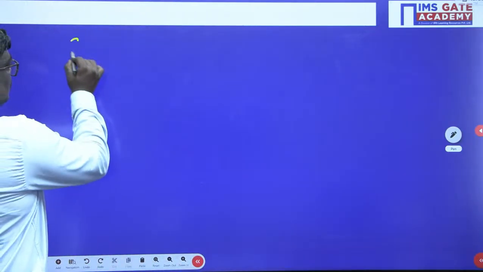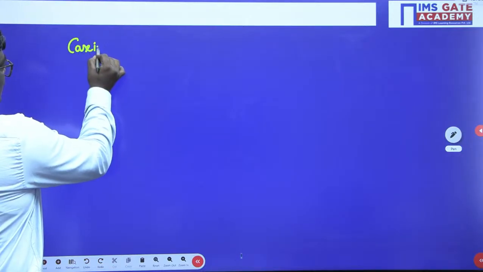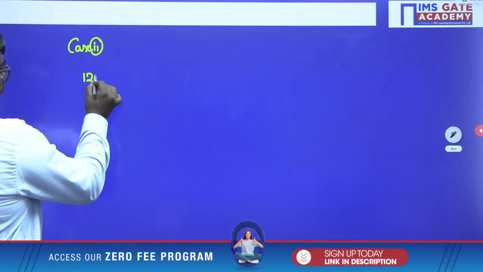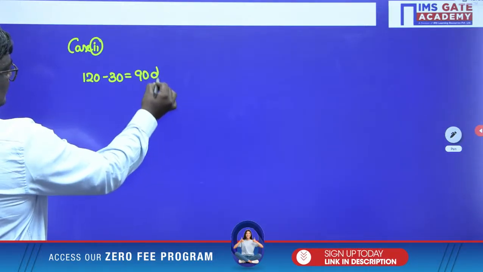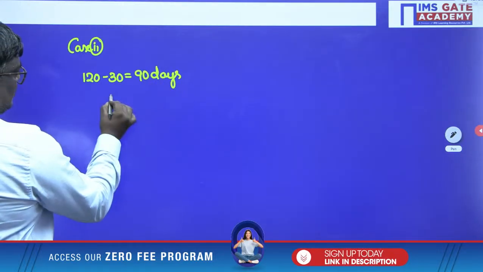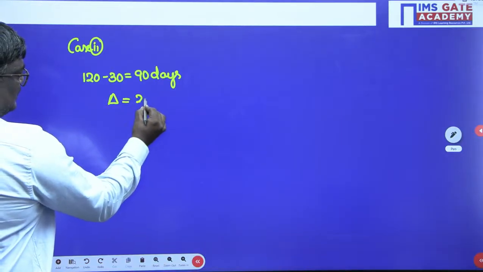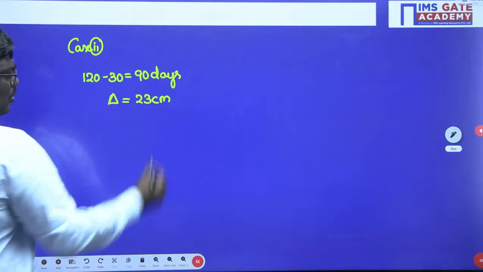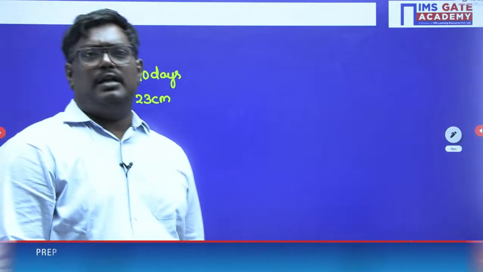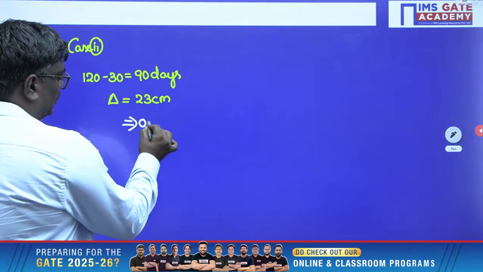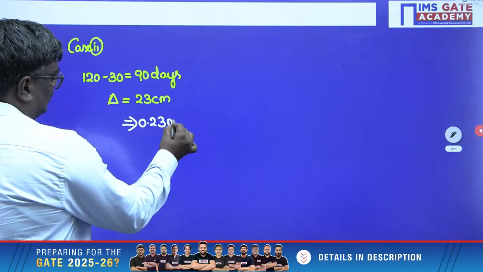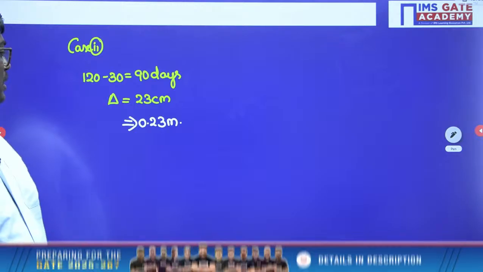Now see students, for case 2 or case B, the total duration is 120. So 120 minus 30, duration is 90 days and delta is 23 centimeters. I hope you are following, students. Delta is equal to how much, sir? 23 centimeters, which is equal to 0.23 meter.